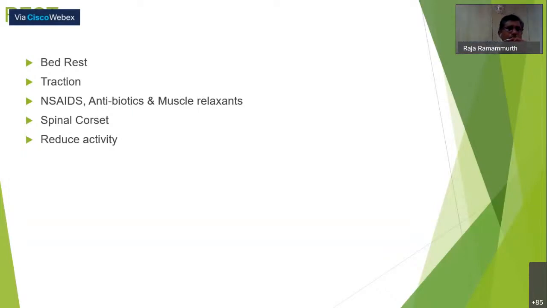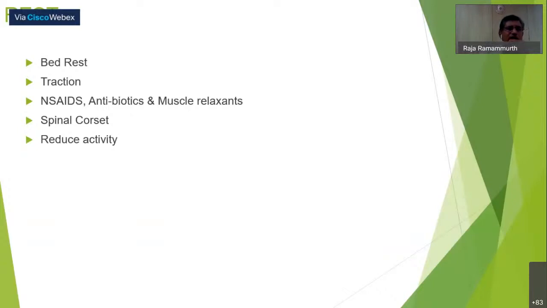Always direct the patient to go for bed rest, minimum 1 or 2 weeks, whenever they have very severe pain. Then the second treatment during the bed rest time is the bedside traction, which is considered mechanical traction. Instead of that, you can give skin traction also to reduce the pain. Then the third point under the rest period is NSAIDs. NSAIDs are prescribed by the orthopedic surgeons or the physician. Along with NSAIDs, if there is any pathology, antibiotics and muscle relaxants are prescribed.